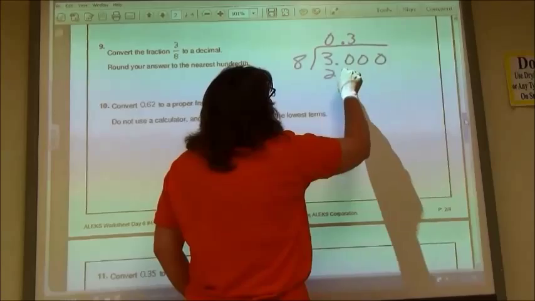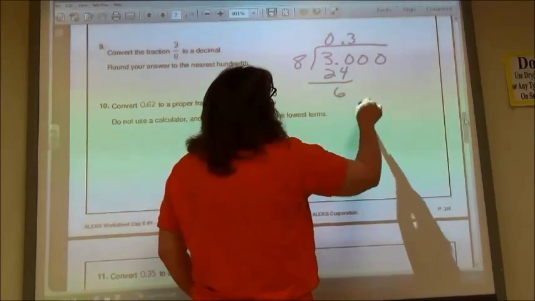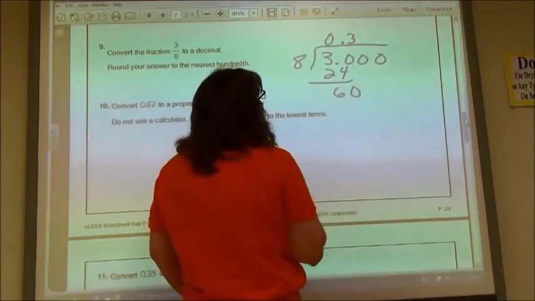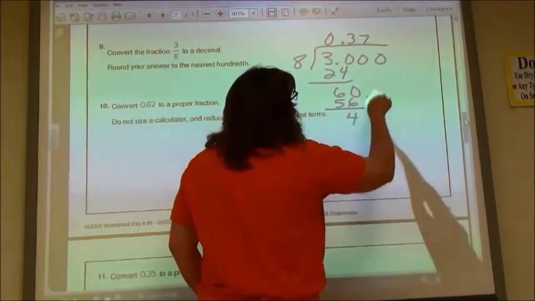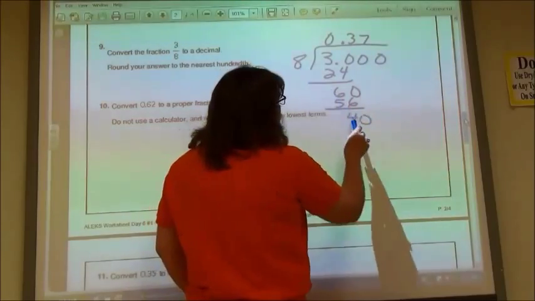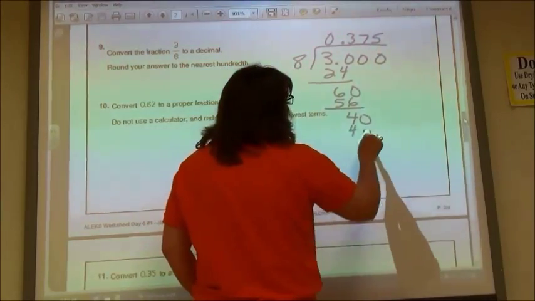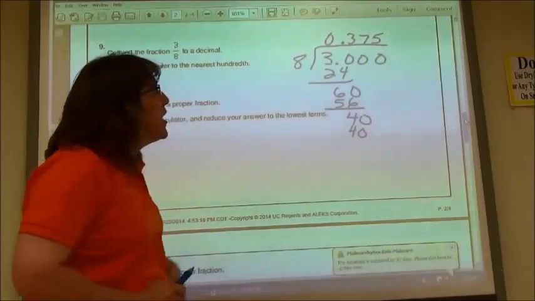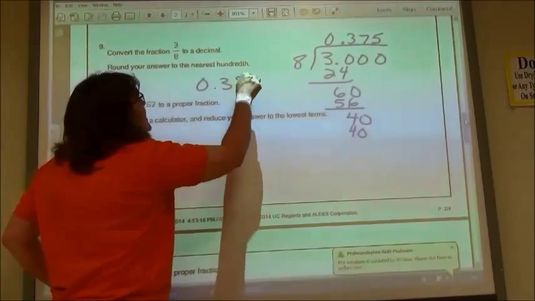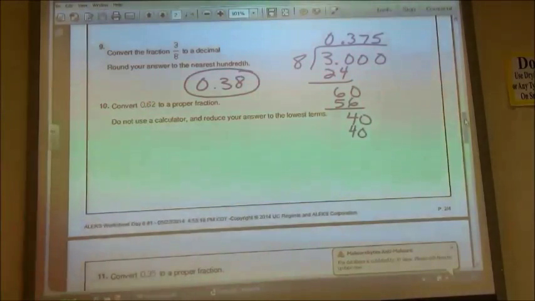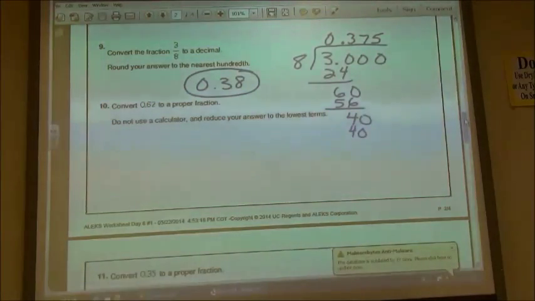3 times 8 is 24, so I get 6 left over. 8 goes into 60. 7 times 8 is 56, so I get a 4. Bring down my 0. 8 goes into 40 5 times. I do get 40, but I need to round it to the nearest hundredth. Since there's a 5 or higher behind that, 0.38 is where I'm going to round that off to. So 3 divided by 8, you get 0.375, which to the nearest hundredth, 0.38.